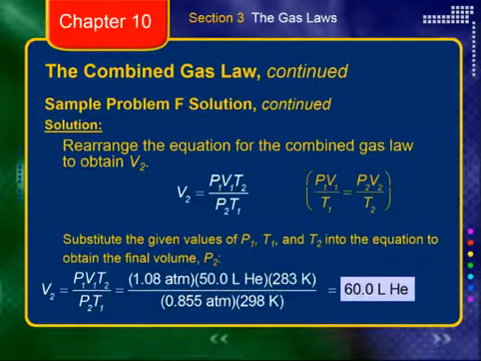So let's substitute the values given for P1, V1, T1, and T2 into the equation to obtain the final volume, which is not P2, it's V2. Simply plug in 1.08, 50.0, 283, and then divide by 0.855 and 298 K. We come up with 60.0 liters of helium.